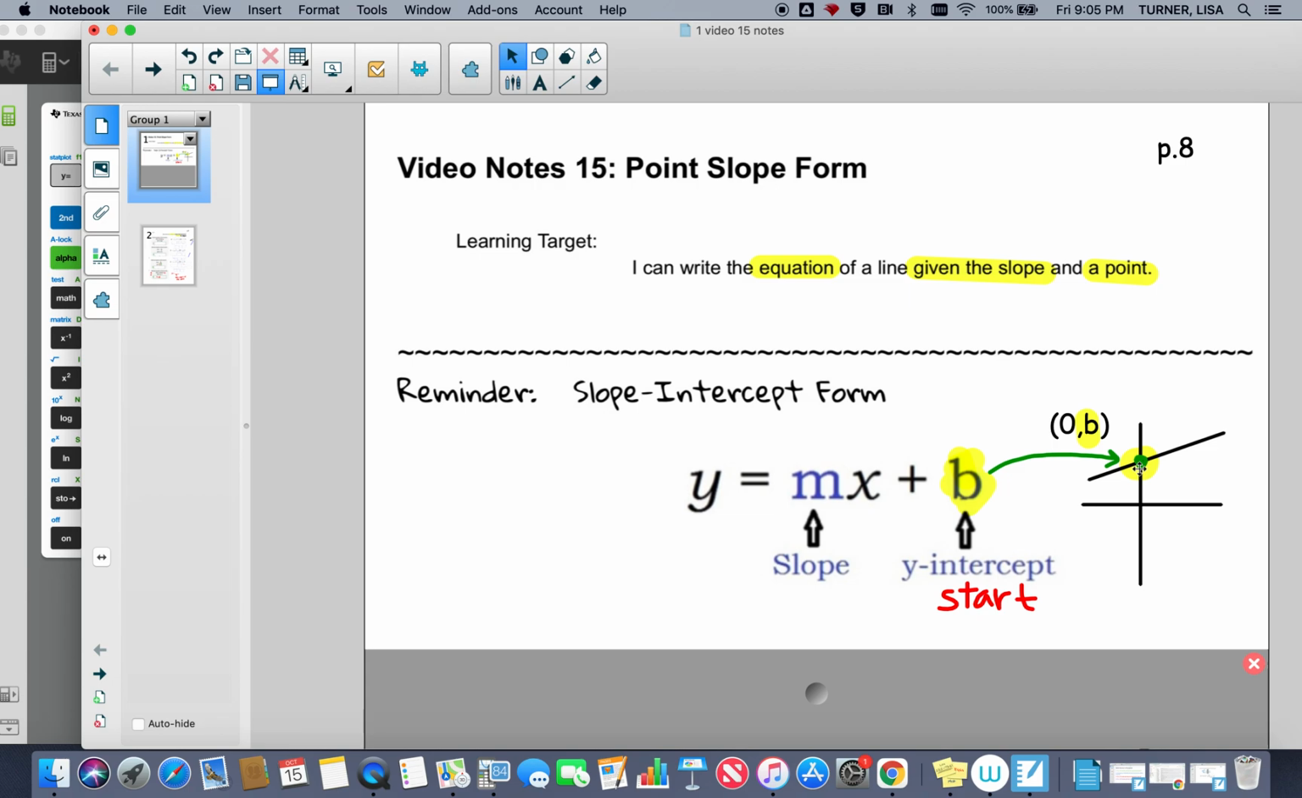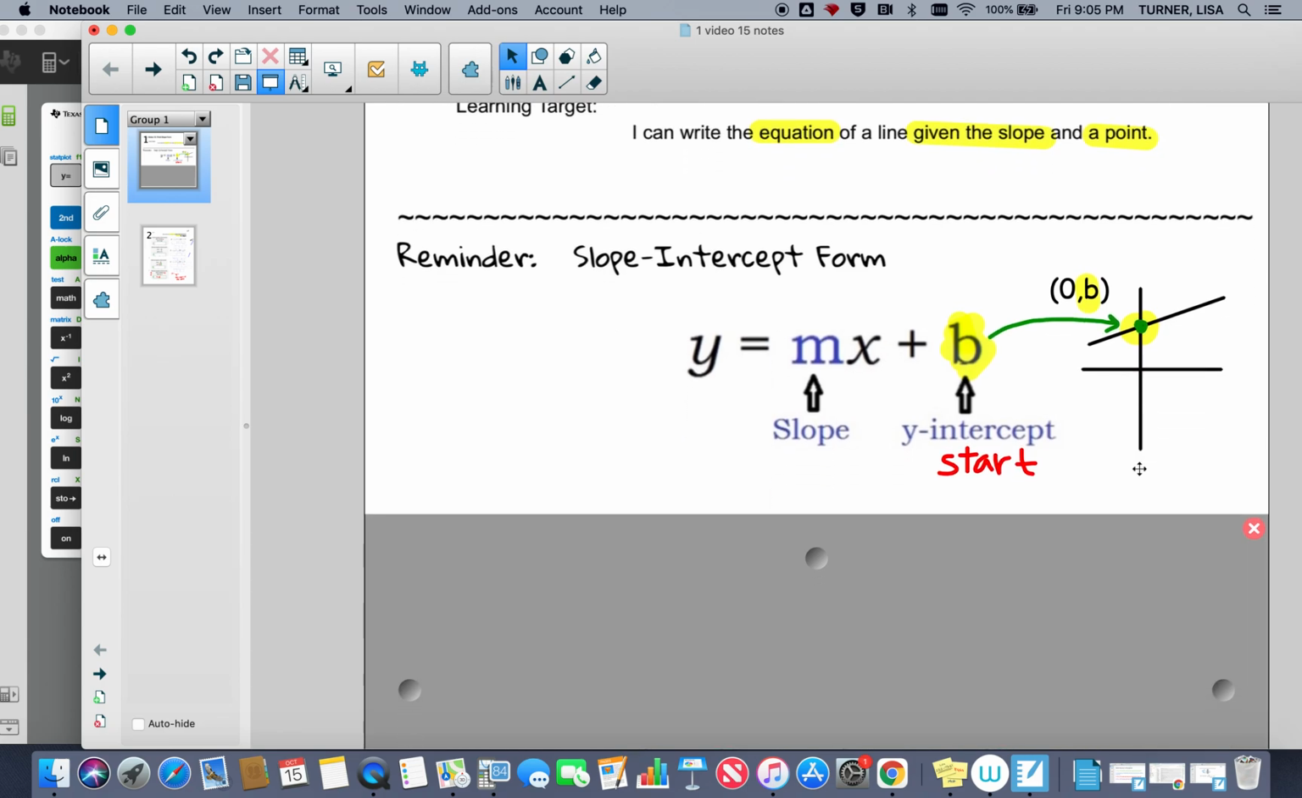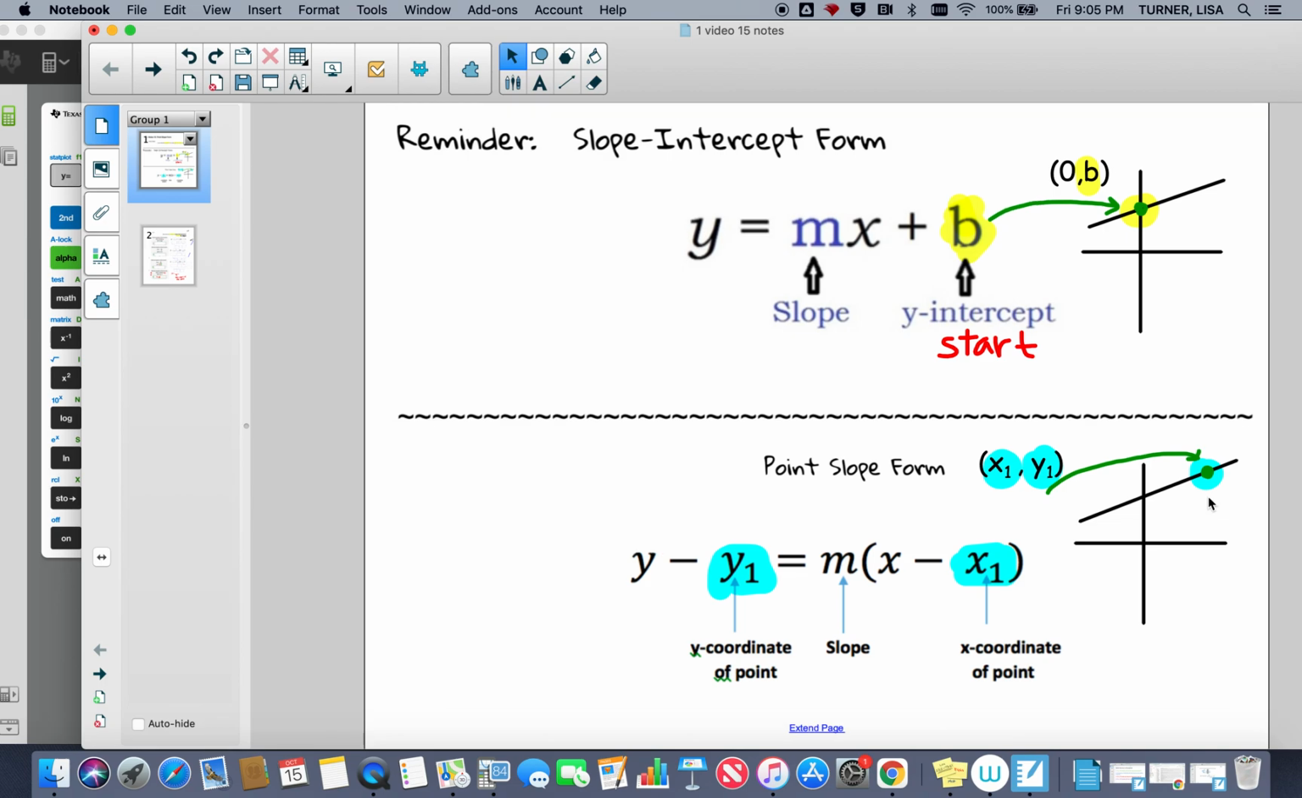And a lot of times in scenarios, we're given the start, but a lot of times we're given just a piece of data, a point in the scenario. So I would like us to use a new formula. And this is going to be given on our formula sheet on the Keystone. And it looks like this. And this is the new information.